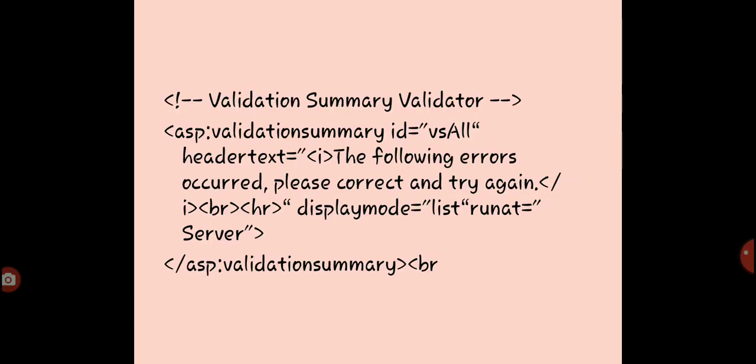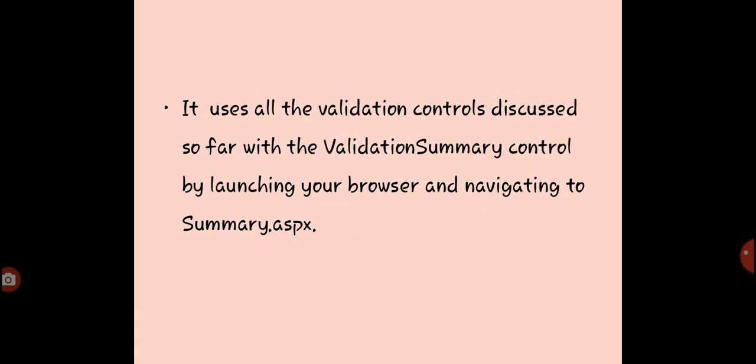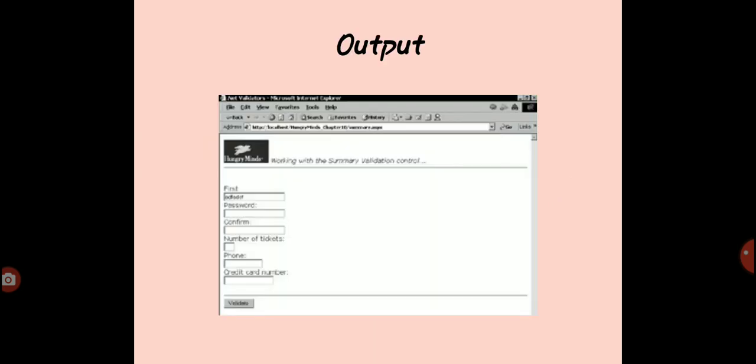So I'll show you the coding. ASP validation summary: ValidationSummary is the name of the control. Then ID is VSAll, which is the identifier. Then header text: the following errors occurred, please correct and try again. This is the header, and this is going to be shown on the screen. Then display mode is list, which is not inline mode, so it will be displayed as a list. Run at we give server, because this is a server control. So it summarizes all the validation controls discussed so far, and this is the output.